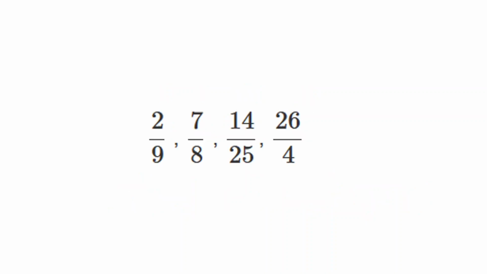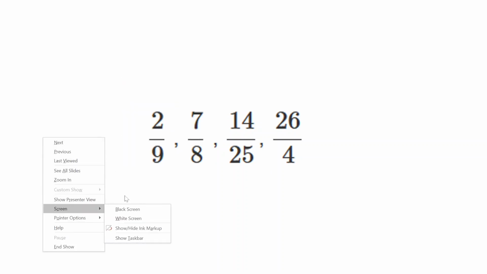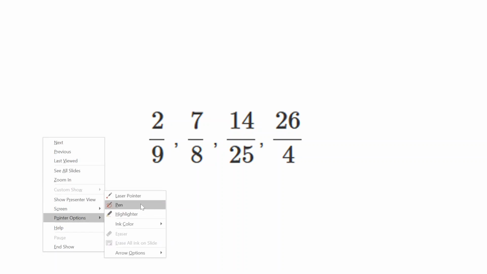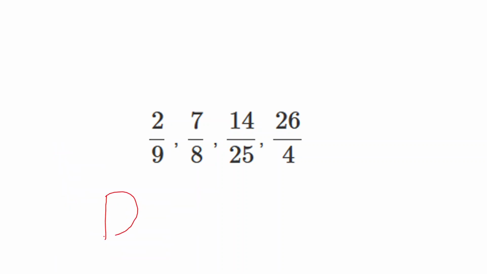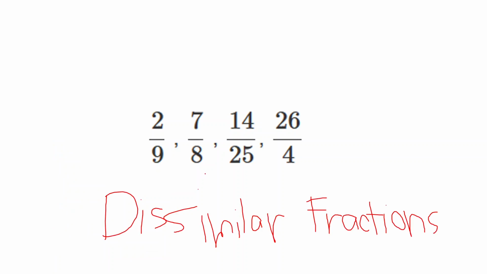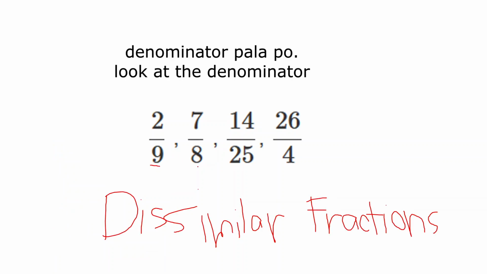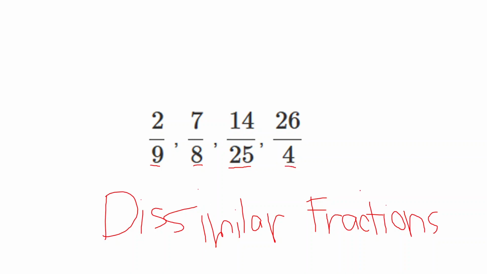Next example, we have 2/9, 7/8, 14/25, and 26/4. What type of fraction is this? Okay, we call it as dissimilar fraction. Why did it become dissimilar? Look at the denominators. Are they the same? No. This means, they have different denominators. So, it became dissimilar fraction.